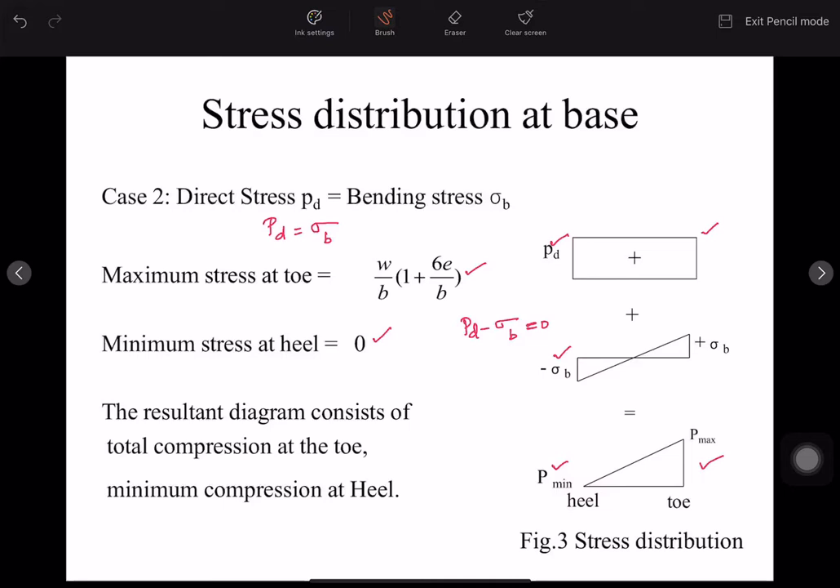So, in other words, we can say this is the best combination, I mean to say the best case to be achieved, but practically this may not be achievable. So we got maximum toe pressure as W by B into 1 minus 6e by B and minimum pressure at the heel, which is equal to 0. If we draw the stress distribution diagram like this, we'll get a linear change varying from 0 to maximum at the heel.